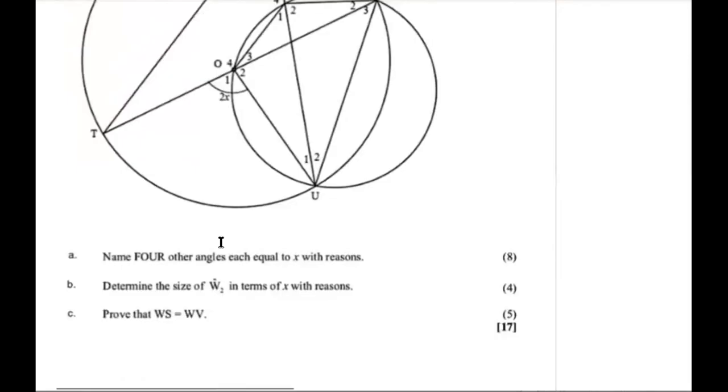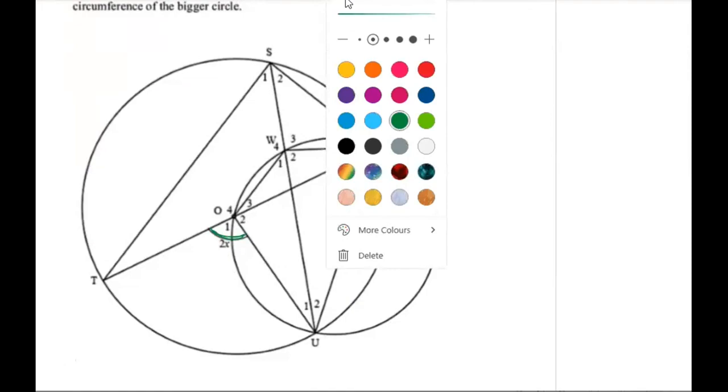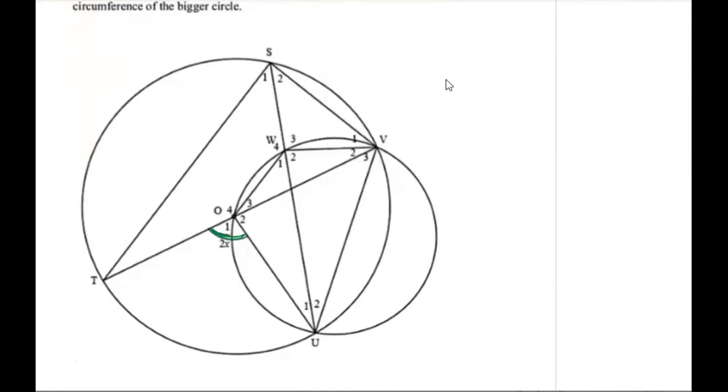So it says name 4 other angles, each equal to x with reasons. Okay, so what they have told us, which didn't actually come up in the story, but we can see it in the diagram, they told us that this angle here is 2x. Okay? They told us that that angle is 2x. So we need to find something that's going to be equal to x. And we need 4 different angles equal to x.